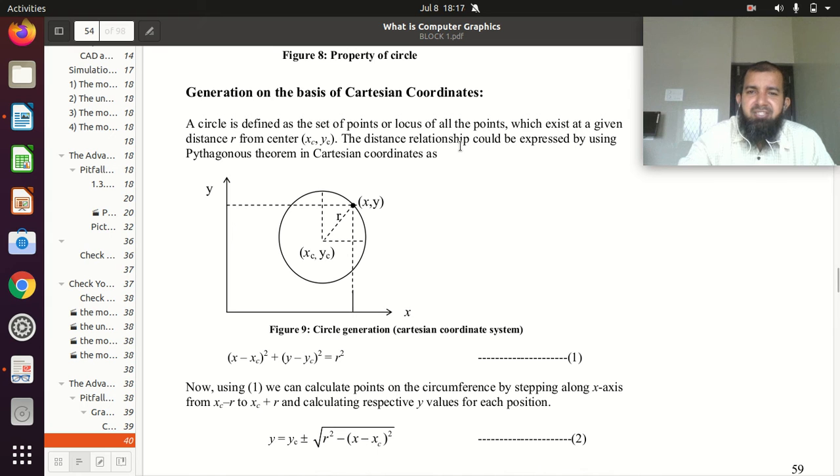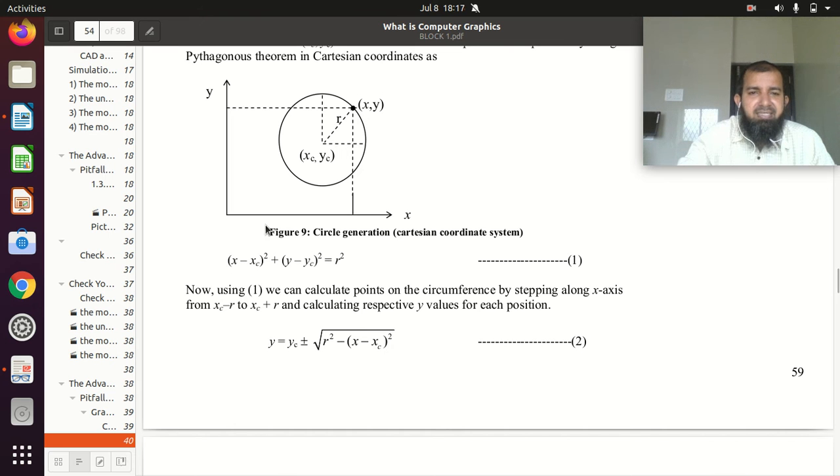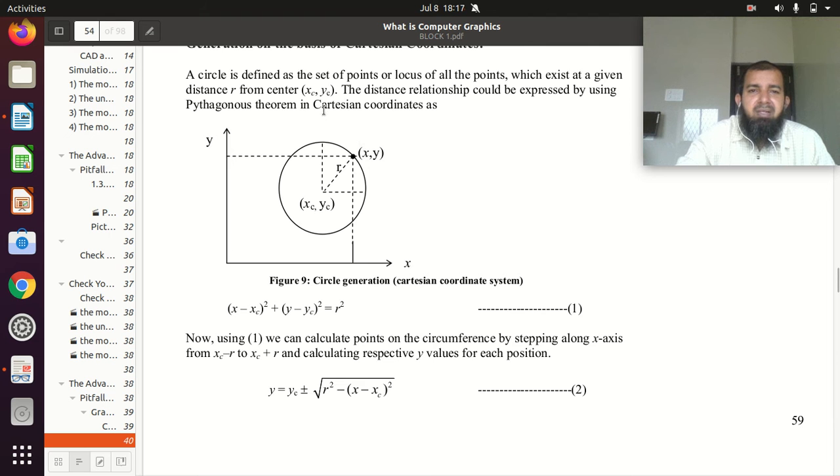The distance relationship can be expressed by using the Pythagoras theorem in the Cartesian coordinate system. By using it, we can find the distance relationship. That is, x minus xc, where this is the x value and this is xc, the center. (x minus xc) the whole square plus (y minus yc) the whole square is equal to r square. This is the relationship in Cartesian coordinates.